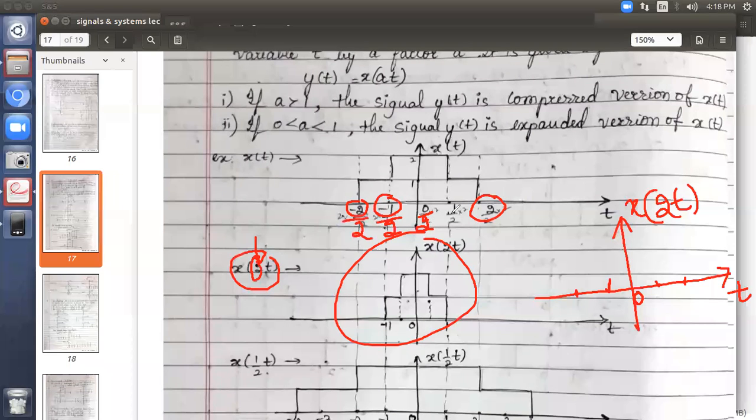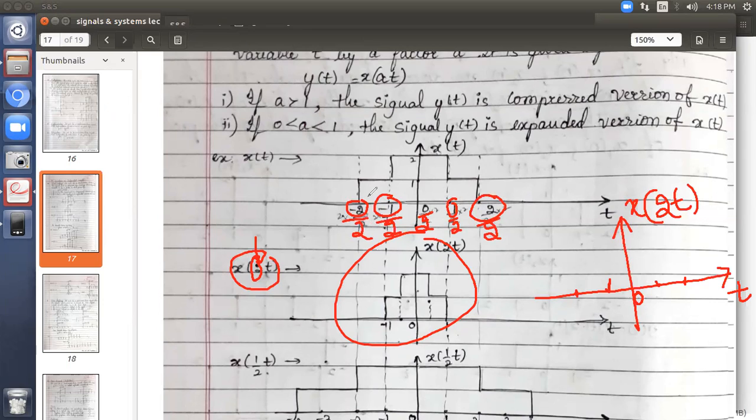0 by 2. Here it is 1 by 2. Here it is 2 by 2. This is the first step in order to find time scaling. Whatever a value is given to you, that should be divided into all the times. Okay, this is the first step.